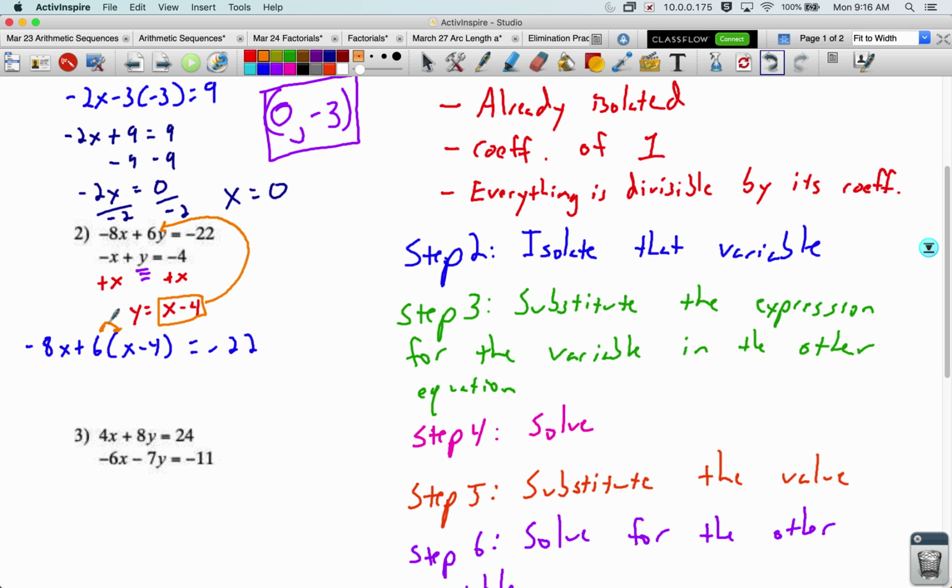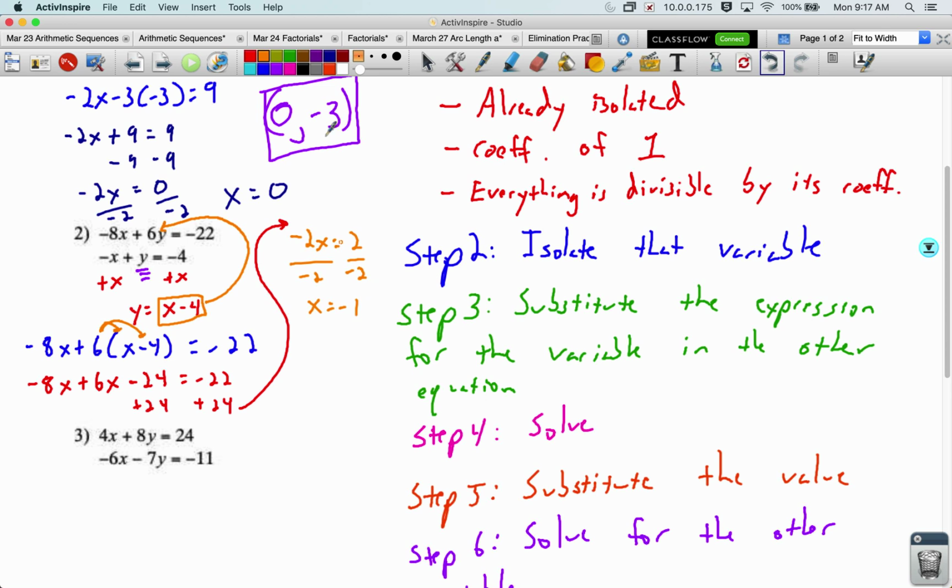Let's distribute that 6. We'll get negative 8x plus 6x minus 24 equals negative 22. Combine like terms, I'm going to also add 24 to both sides in this step. And those combine to be a negative 2x equals 2. Divide by negative 2. Get x equals negative 1. That's only part of my answer.